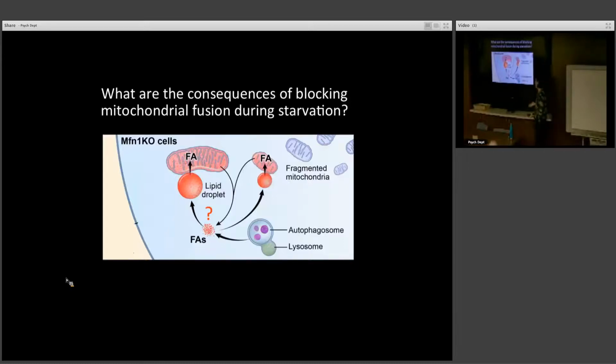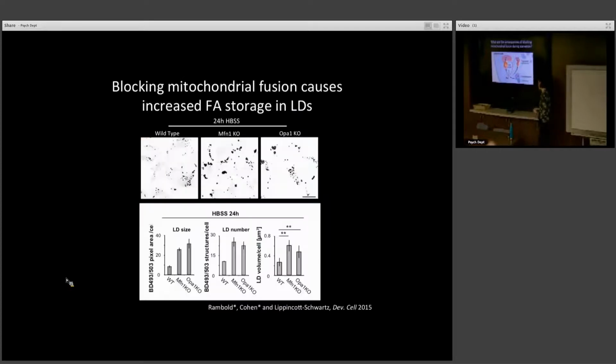So what are the consequences of blocking mitochondrial fusion for the cell? In this case where the mitochondria can't fuse, some of the mitochondria are getting a lot of fatty acids, some are getting very little. This is resulting in inefficient oxidation. So what's happening to those fatty acids that aren't metabolized? One possibility is that they could be re-esterified and stored back into lipid droplets. So we do see that to some degree.